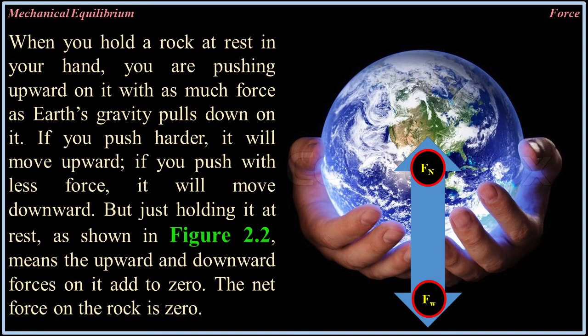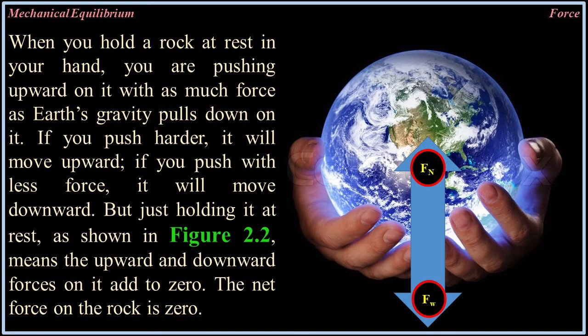When you hold a rock at rest in your hand, you are pushing upward on it with as much force as Earth's gravity pulls down on it. If you push harder, it will move upward. If you push with less force, it will move downward. But just holding it at rest, as shown in Figure 2.2, means the upward and the downward forces on it add to 0. The net force on the rock is 0.